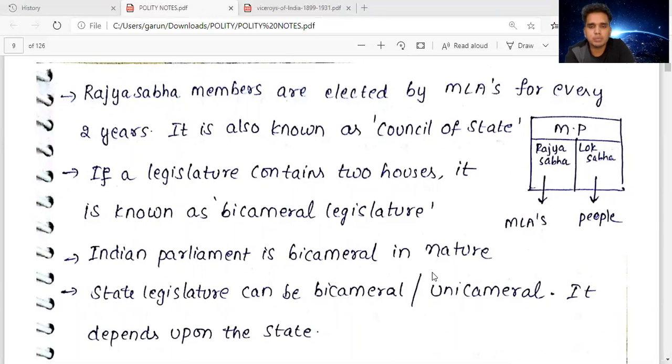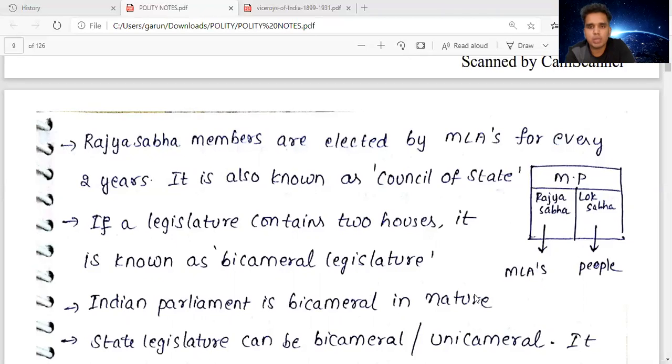Indian Parliament is bicameral in nature. State legislature can be bicameral or unicameral. इंडियन लेजिस्लेचर दोनों तरीके की है. मतलब इंडियन लेजिस्लेचर इज बाइकैमरल बिकॉज इट इज हैविंग बोथ द हाउसेस, राज्यसभा एंड लोकसभा.